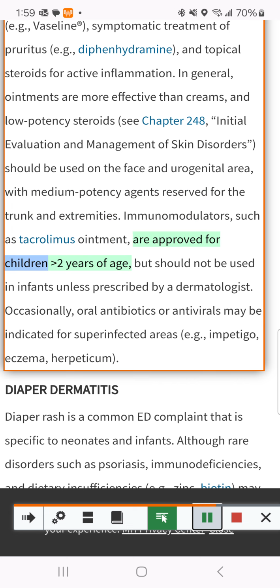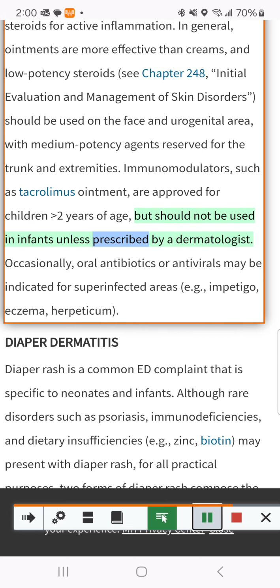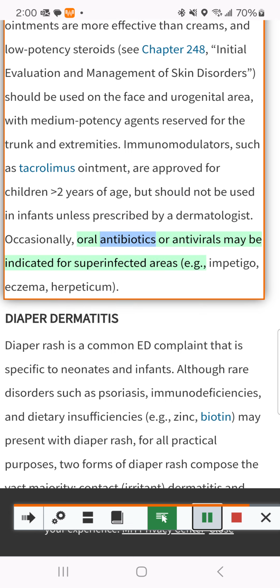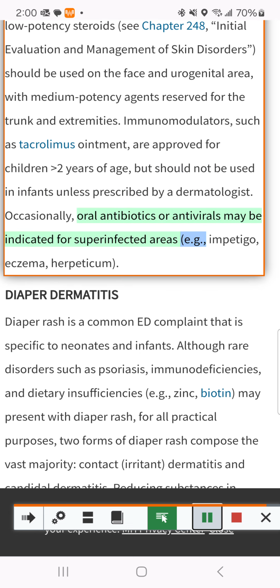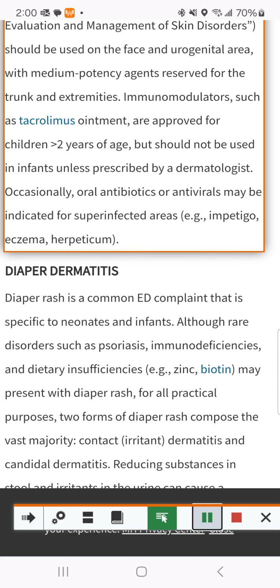Immunomodulators, such as tacrolimus ointment, are approved for children greater than 2 years of age, but should not be used in infants unless prescribed by a dermatologist. Occasionally, oral antibiotics or antivirals may be indicated for superinfected areas, for example, impetigo, eczema herpeticum.